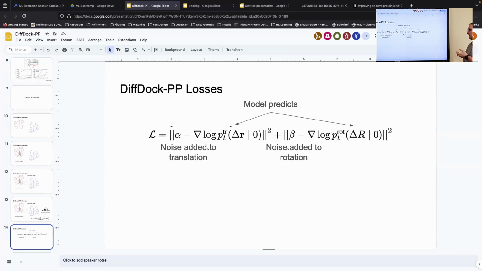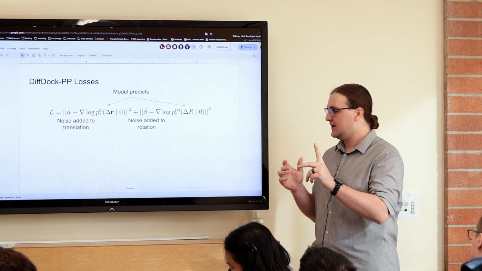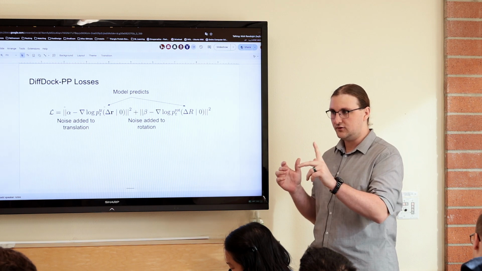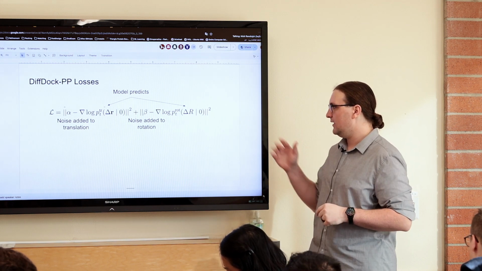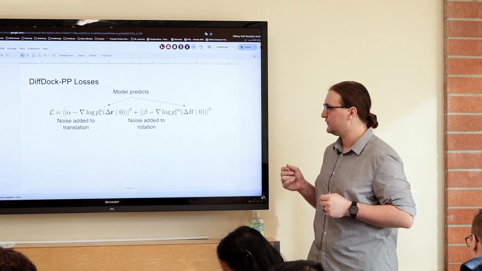In this case, we're predicting how much noise was added to the structure. If you think about it and do the math, you can see that this is equivalent, but we're essentially at a specific time step trying to predict how much noise was added to that in both the translation as well as the rotation. And then there are just separate losses for each of those terms.